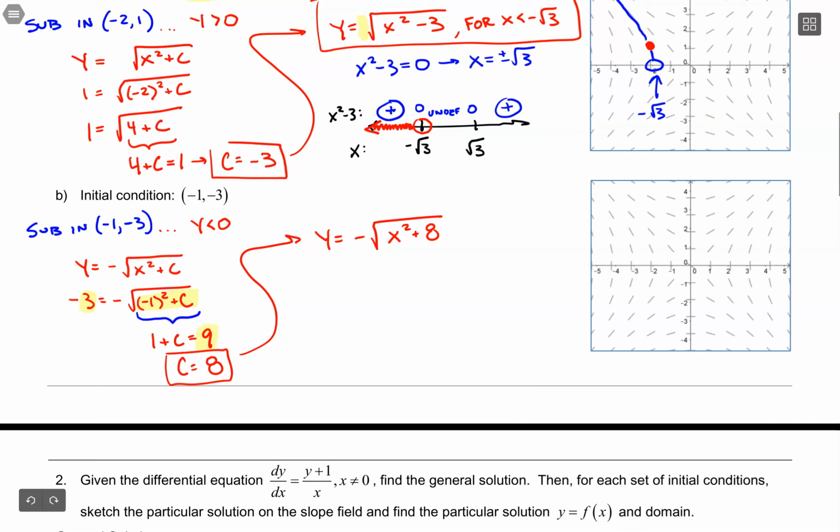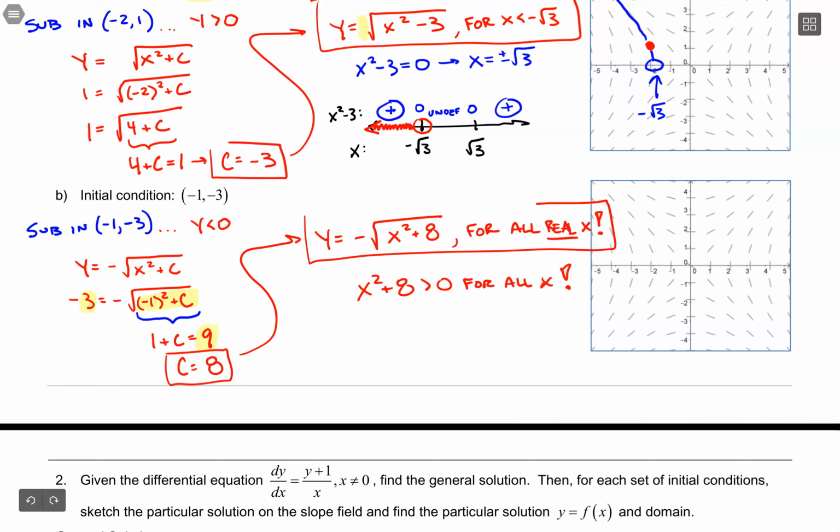Okay, let's continue on and think about now, how do we make sure y doesn't equal 0 here? Well, x squared plus 8, y would only equal 0 if x squared plus 8 was equal to 0. But x squared plus 8 is greater than 0 for all x. And that's exciting because that's now our domain, for all real x. Sometimes I don't specify that it's real, but that's kind of implied in the course we're working in, but here I'll be specific.